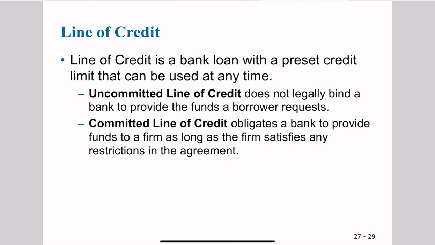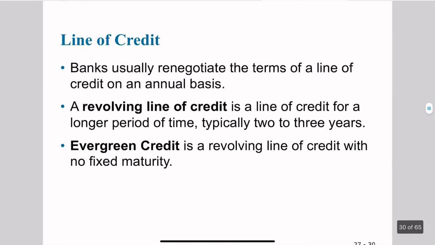credit. In this case, the bank is legally binding to provide funds to the firm as long as the firm satisfies the restrictions in the loan agreement. Banks generally renegotiate the terms of a line of credit on an annual basis, but there are some special cases. The first is the revolving line of credit. So in this case, the line of credit will last for a longer period of time, typically 2 or 3 years. And then there's evergreen credit. So in this case, it's a revolving line of credit without maturity.